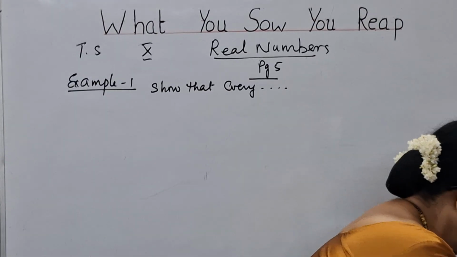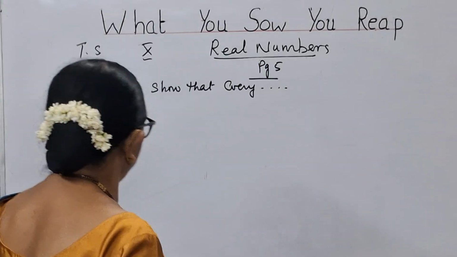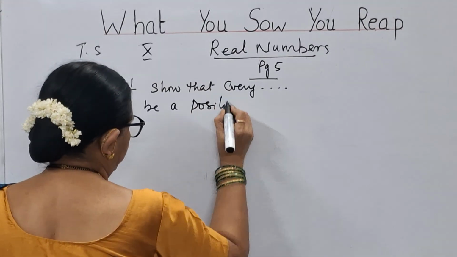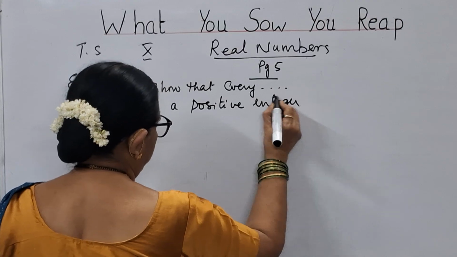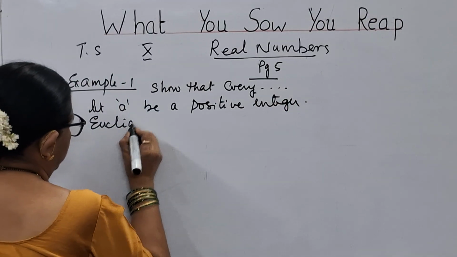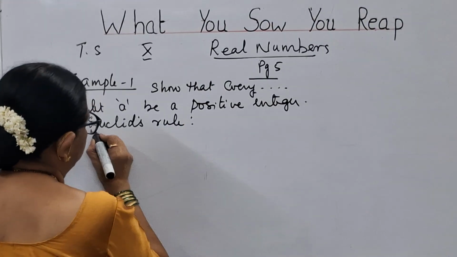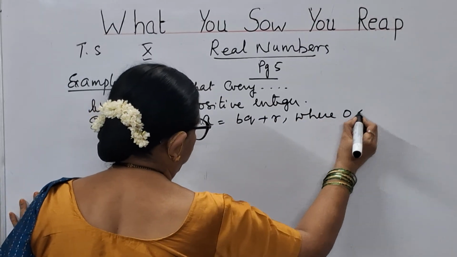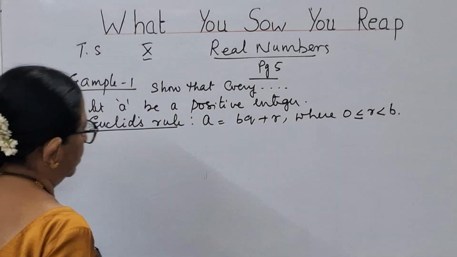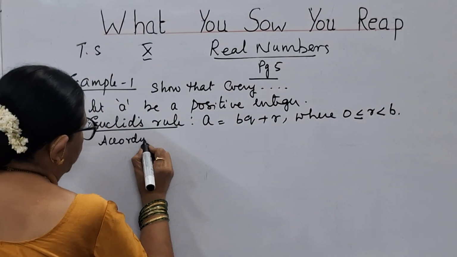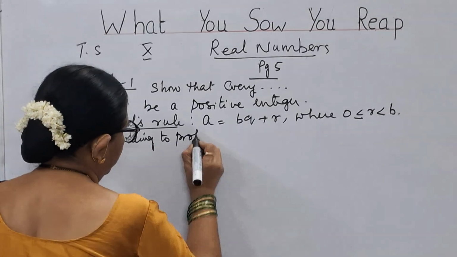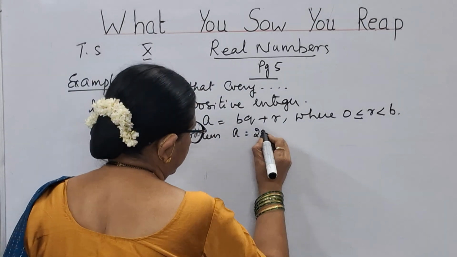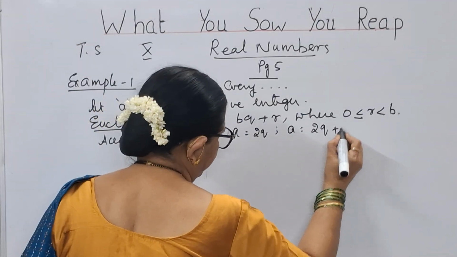So in order to do that, you have to take an integer. Let us suppose that a is a positive integer. Now, what does Euclid's rule say? a is equal to bq plus r, where 0 is less than or equal to r, and r is less than b. Now, in the problem, what have they given to you, children? a is equal to 2q or a is equal to 2q plus 1. This is given to you.